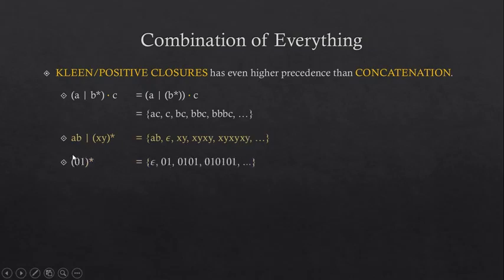This example is (0,1) whole star. I'm taking repetition of the string 01 itself. If I take 0 repetitions, I will get epsilon. If I take 1 repetition, I'll get 01. If I take 2 repetitions, I'll get 01 two times, and so on. This is pretty straightforward, really.